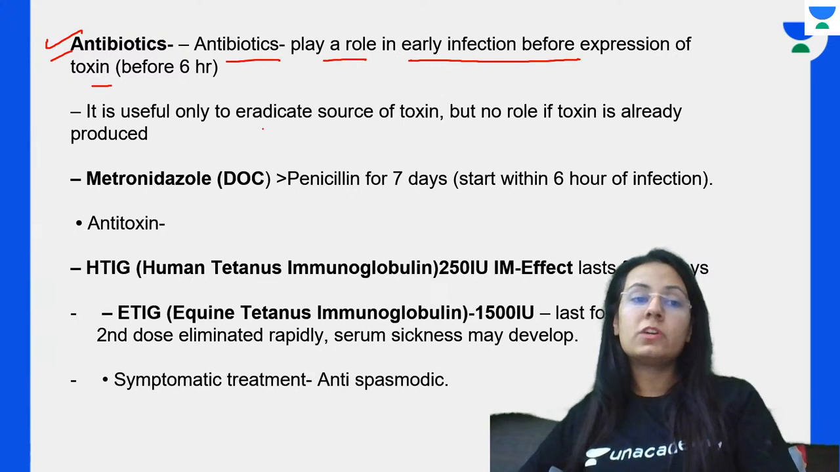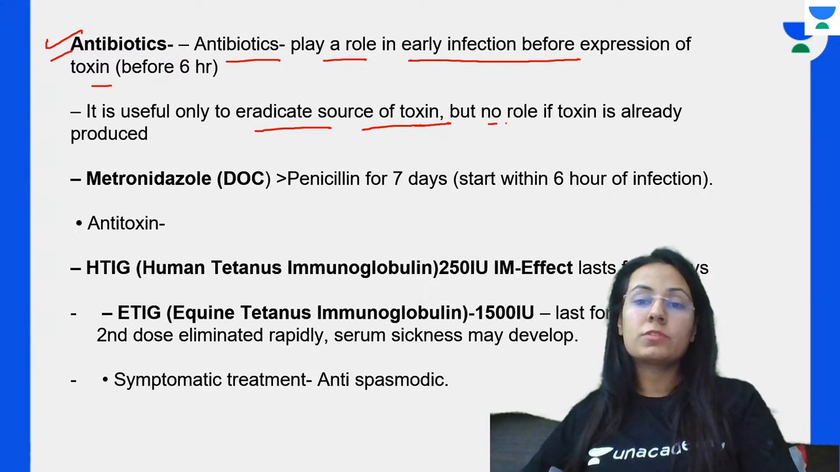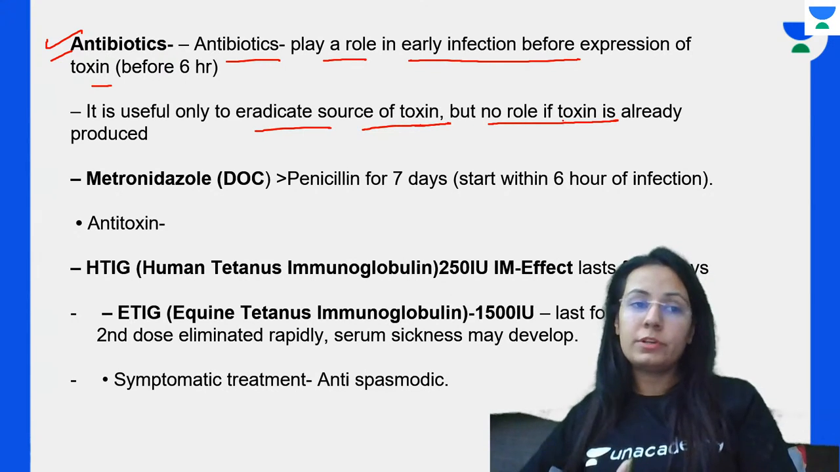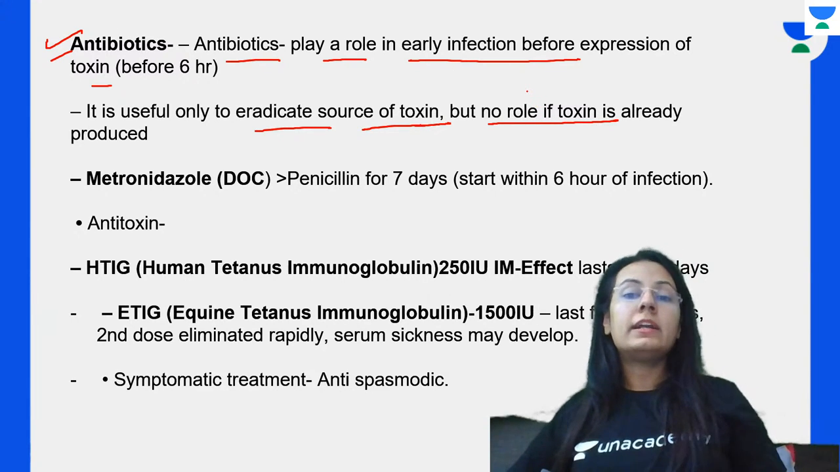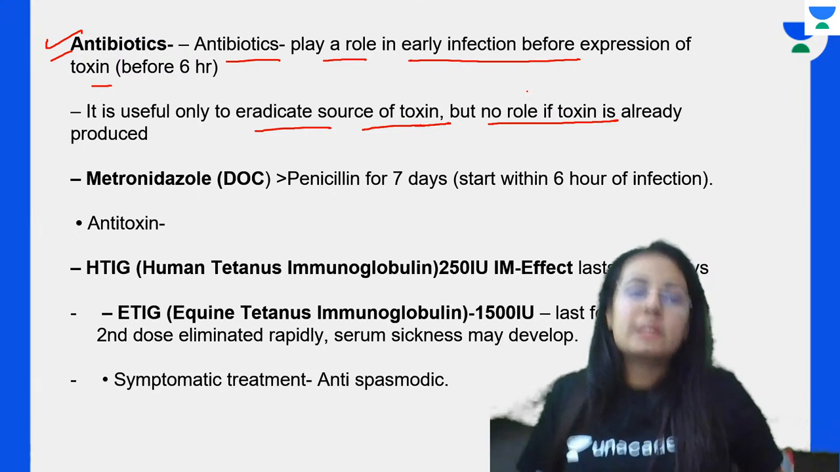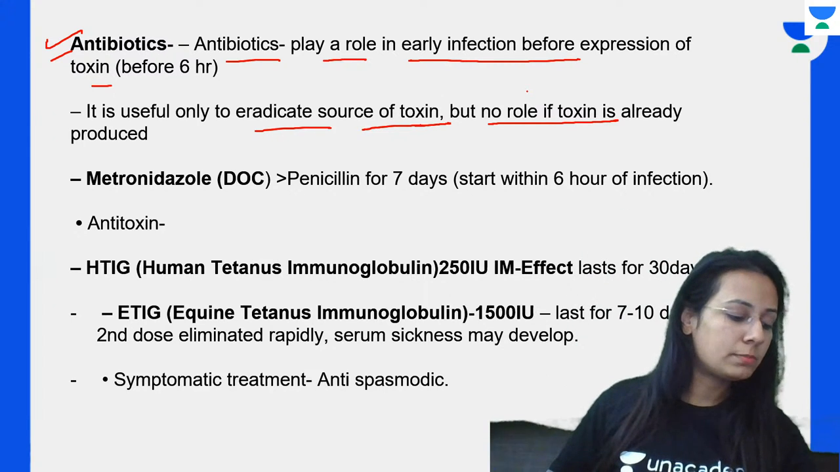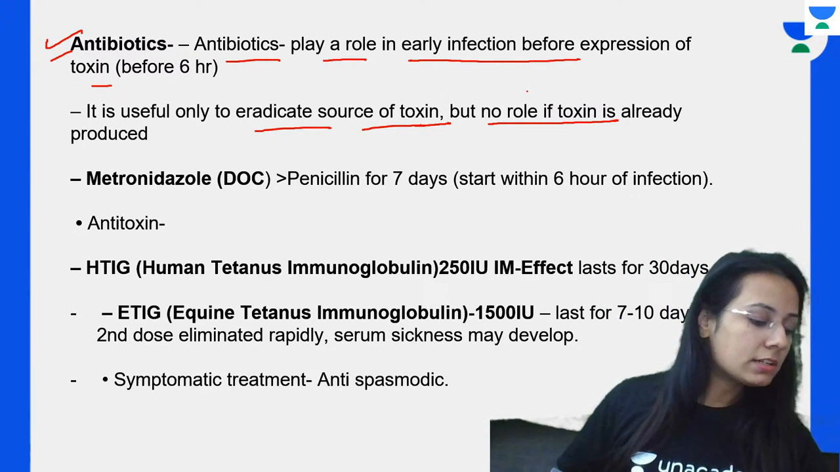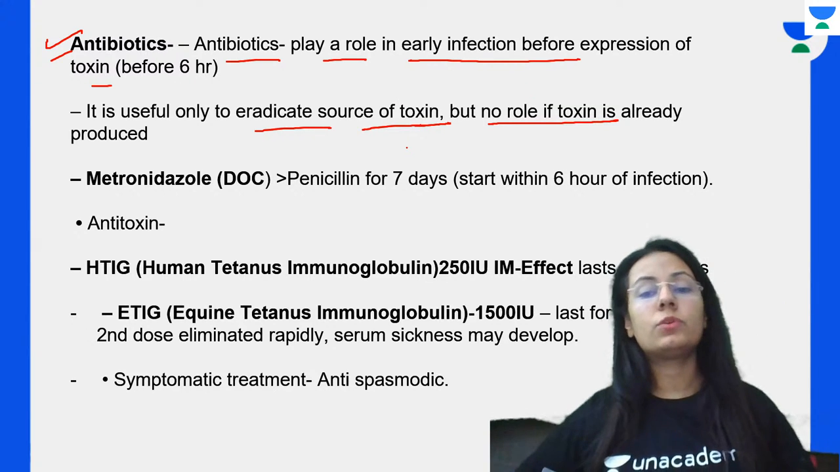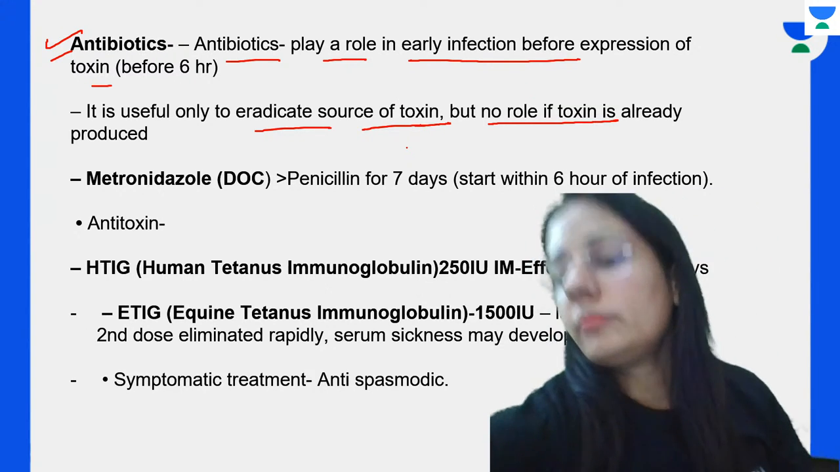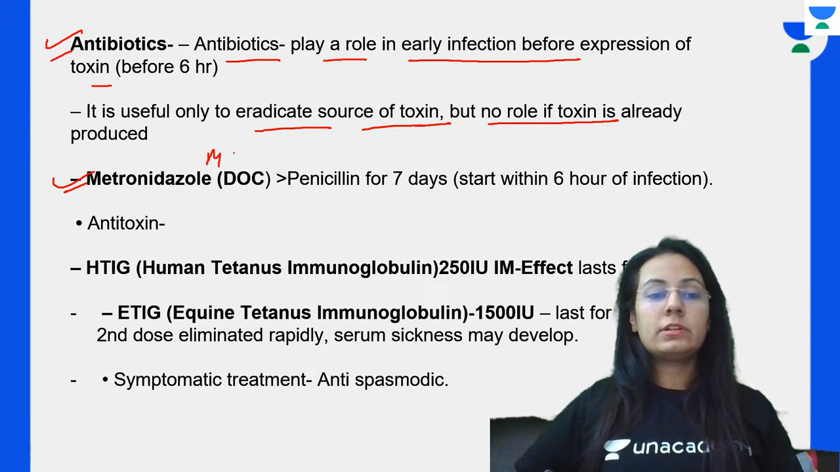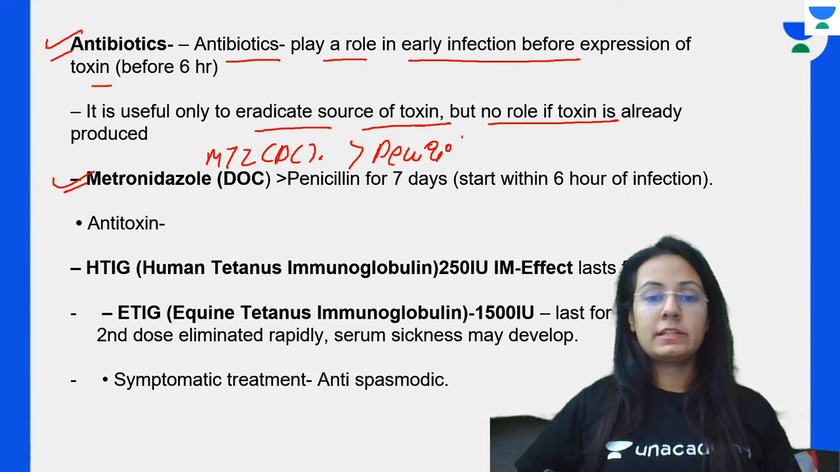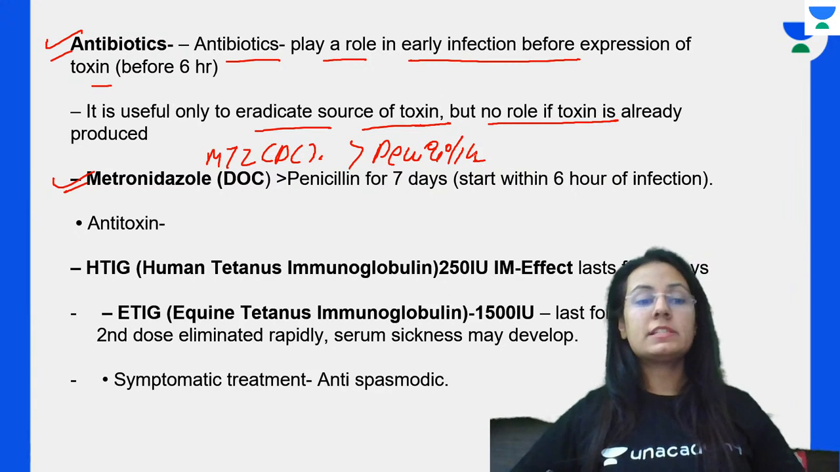Before the infection, it is usually only to eradicate the source of the toxin. But if the toxin is already produced, antibiotics will not play a role. Antibiotics will only play a role in the early infections before the toxin expression and release has taken place. Once the toxin is released, antibiotics don't have much role. Metronidazole is the drug of choice, and then penicillin, that is given for 7 days.